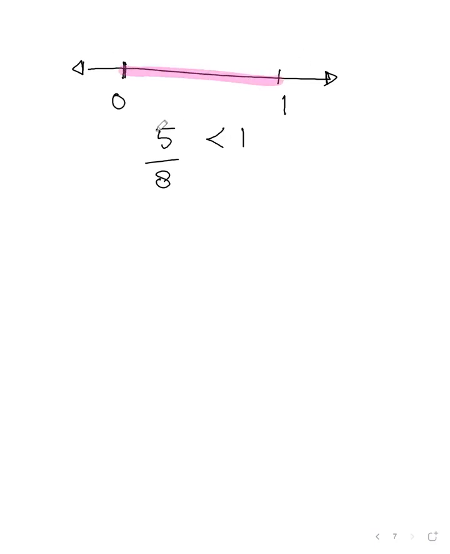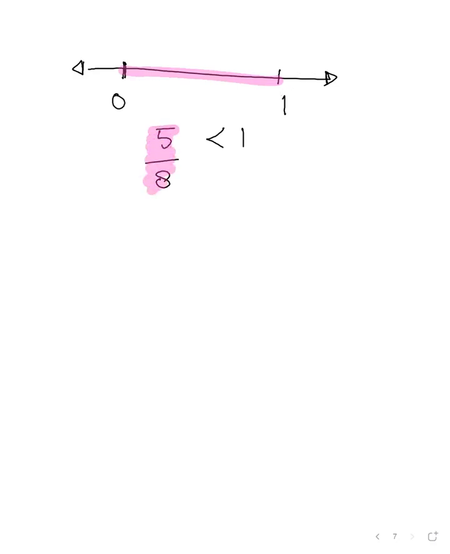Acha, 5 by 8 is greater than 0 or not? Can you repeat that again? 5 by 8 is greater than 0 or not? It is greater. Yeah. That means अब हम क्या कह रहे हैं? हम कह रहे हैं कि 5 by 8 जो है वो 0 से बड़ा है लेकिन 1 से छोटा है. So what does that mean? That 0 और 1 के बीच में lie करता है ना 5 by 8? Yeah. Right? So 5 by 8 lies between 0 and 1.